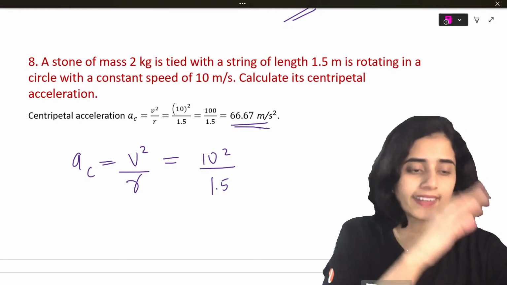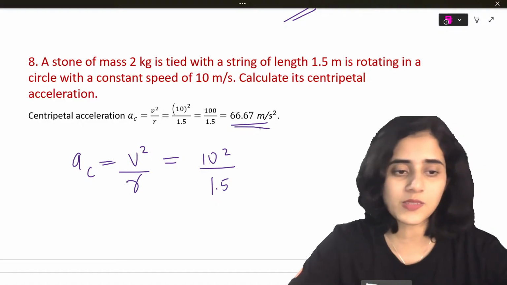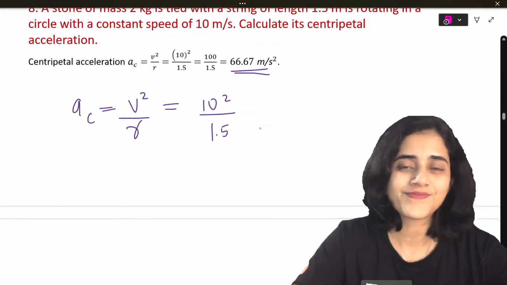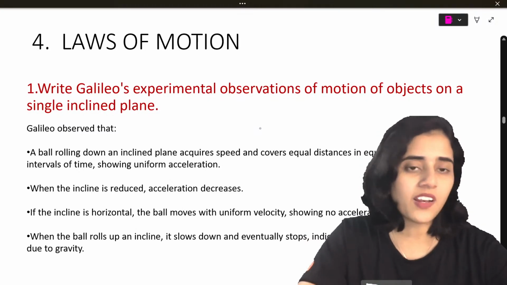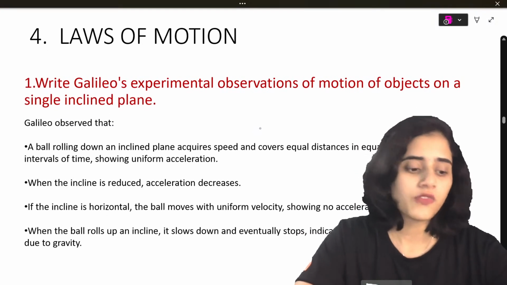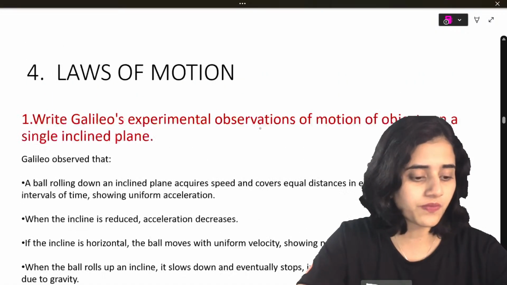Can you all quickly let me know in the chat if you're getting 66.6? Okay, let's move on to the next chapter, laws of motion. First question from laws of motion.